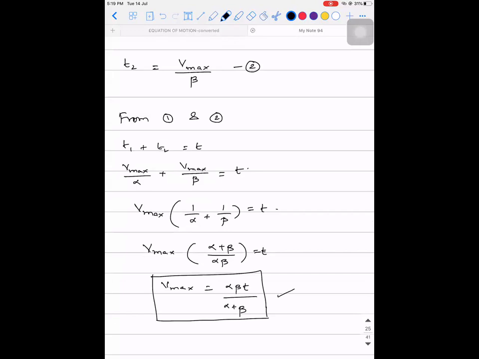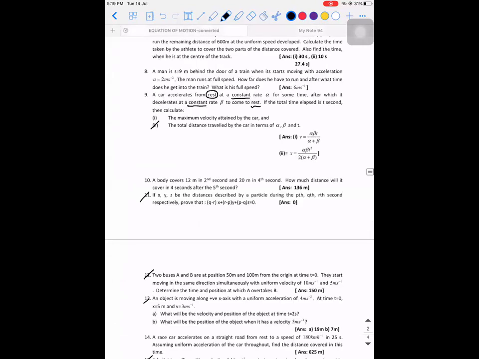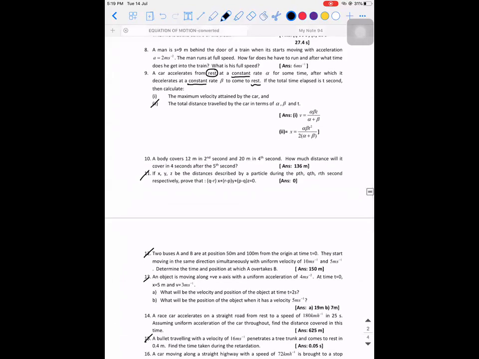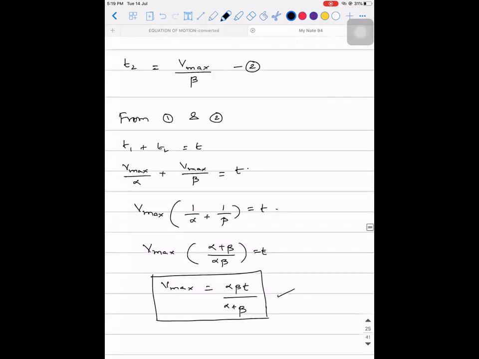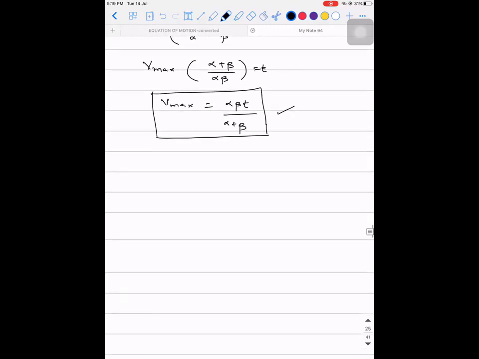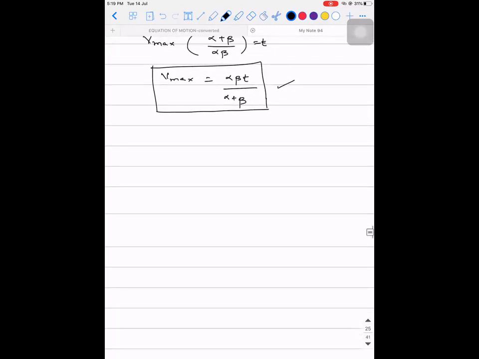Now, what is the second part of the question? What are they asking? The total distance traveled by the car in terms of alpha, beta, and time T. Again, break the journey into two parts. So if you break the journey into two parts, then for A to C, anybody who can tell me how to proceed? Even if it is wrong, it is okay. We are discussing only. You just share your idea so that we can know what mistakes are happening.